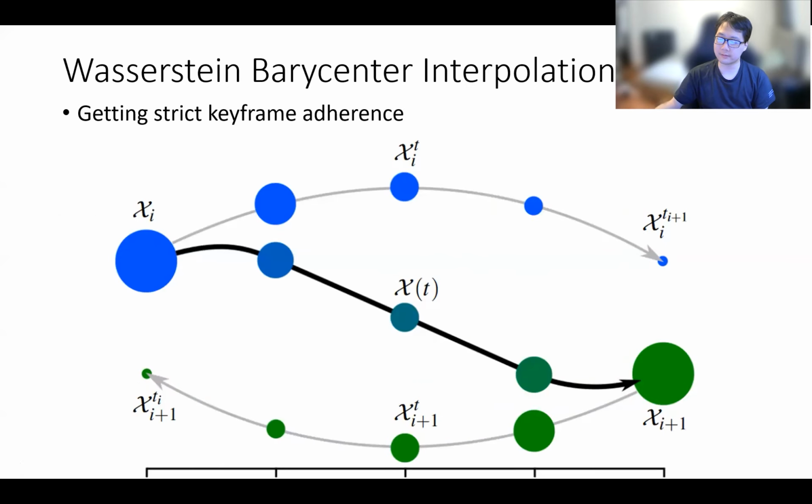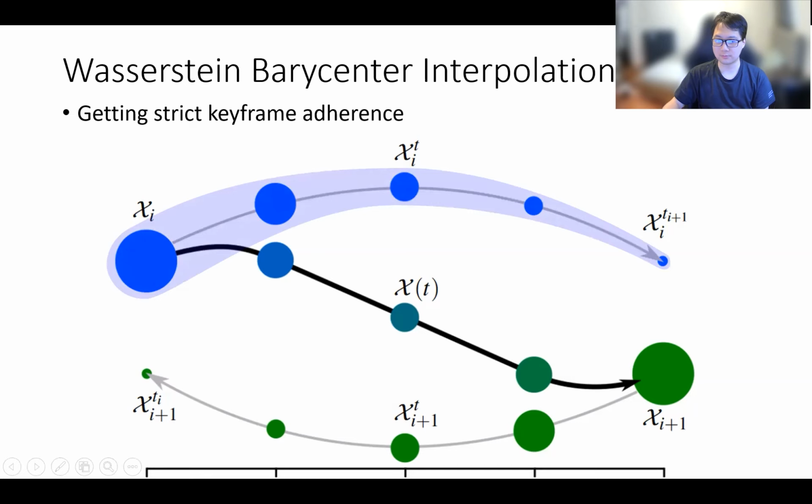The additional regularizers, though, mean that the fitting loss may not reach exactly zero because now they're competing. And so the push forward frames may not actually hit their target keyframes at the end of the optimization or learning procedure. So we add a post-processing step to restore this strict keyframe adherence. And that works as follows.